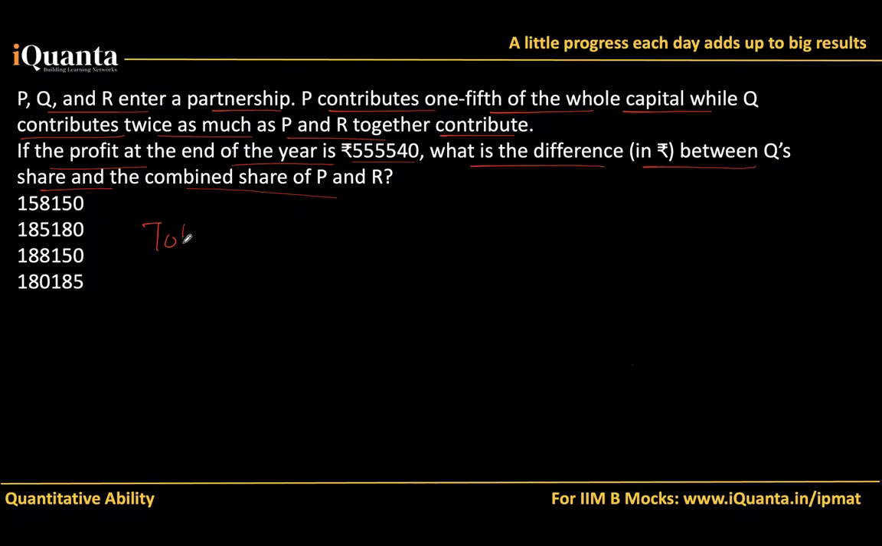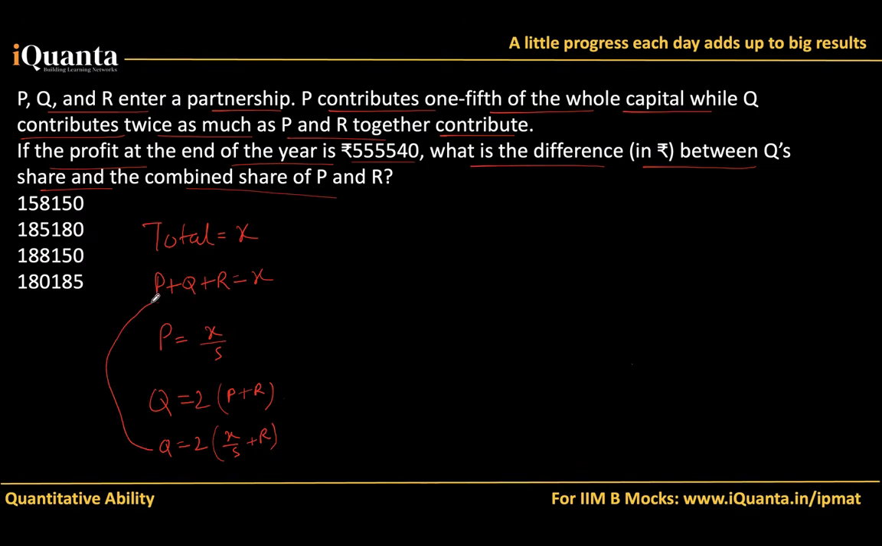Let us say that the total money they had initially was X. So can we say that P plus Q plus R total had X initially? We are given P's contribution is one fifth of the total capital, so X by 5 will be P. And we have also been given that Q contributes twice as much as P and R together, so P plus R. So Q is equal to 2 times P, which is X by 5, plus R.